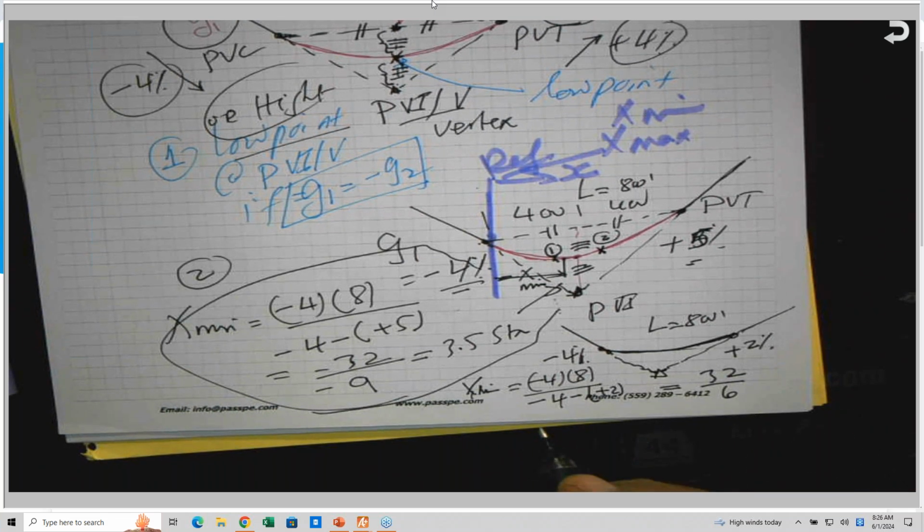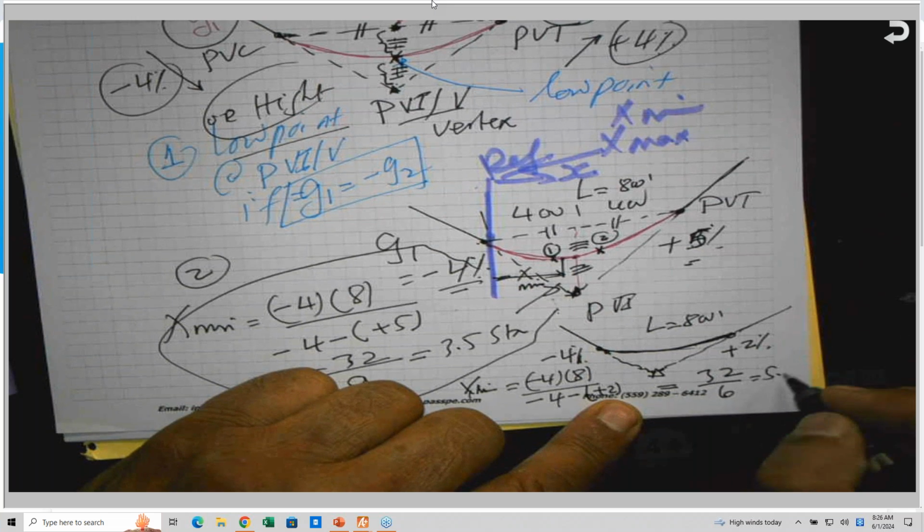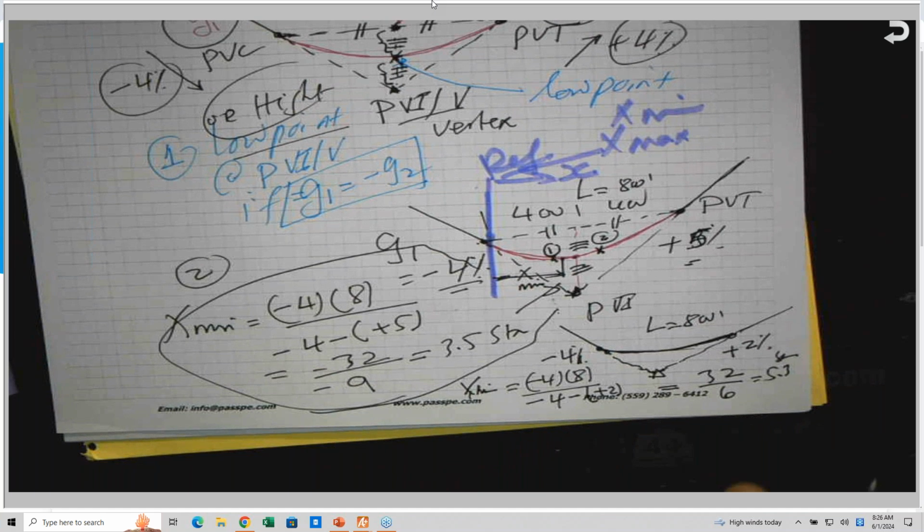So right now this will give me 32, and this divided by 6. What is 32 divided by 6? Obviously it's more than 4. 32 divided by 6, so right now it is 5.3. Oh my god. Okay, it is 5.3 stations, if my math is correct. 4 times 2 and 6, 32 divided by 6. Okay, so it is 5.3.